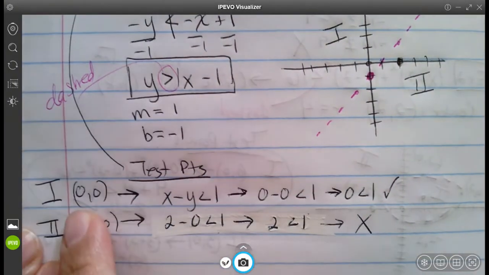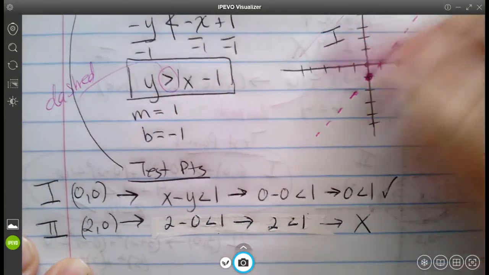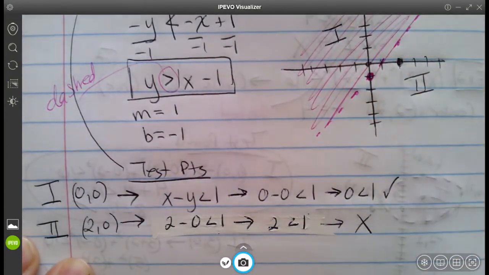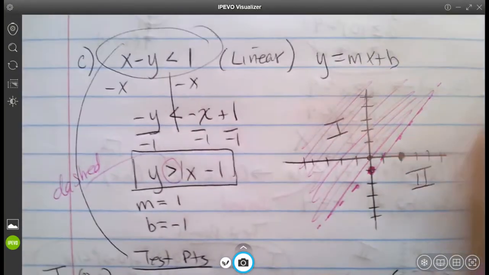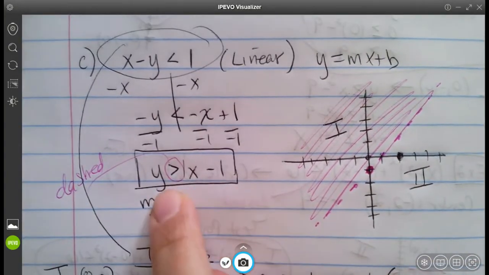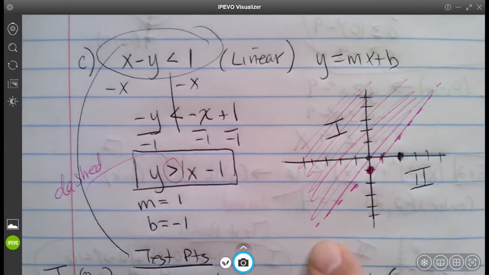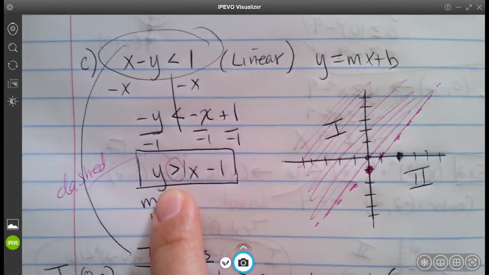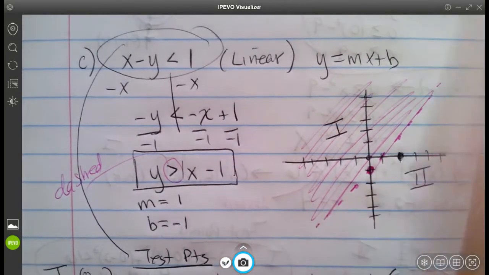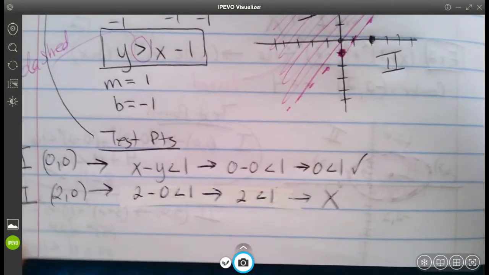All right, so it looks like region 1 is going to be our answer. And if we compare it to what we got over here, where y is greater than all of this, greater than means everything above, right? So it is everything above. So we can see that even though we did flip the sign here, everything still came out okay. Okay, so that's it for this one.